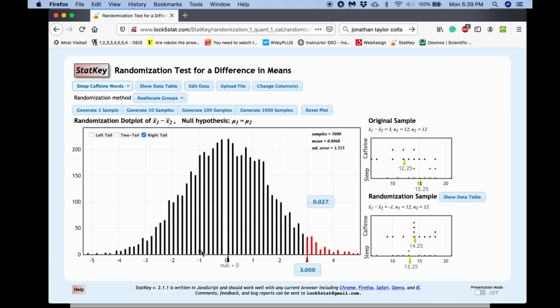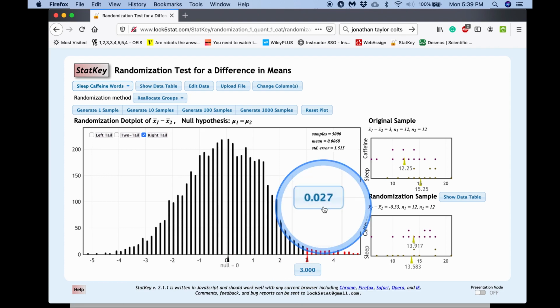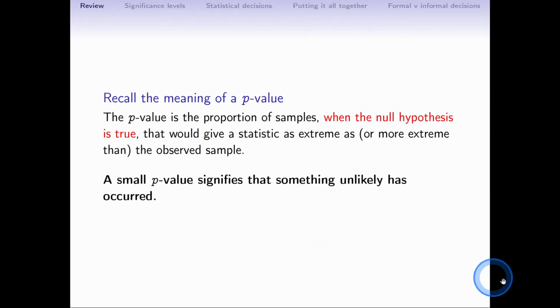On the other hand, in the one experiment that we conducted, we saw a difference as big as 3, and what we're seeing through this randomization dot plot is that only happens 2.7% of the time. That's a small p-value, and it says that we've just observed something very rare, something rather unlikely. So that's the meaning of the p-value. That's the significance that we attach to the p-value. A small p-value signifies that something unlikely has occurred in our experiment.